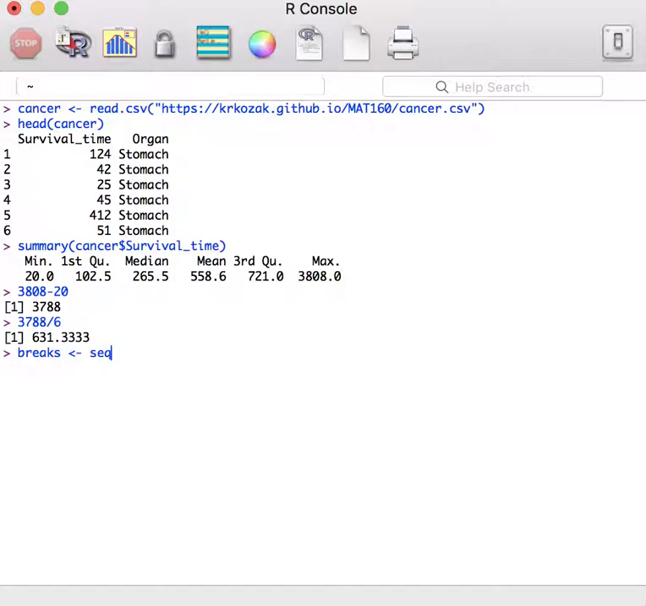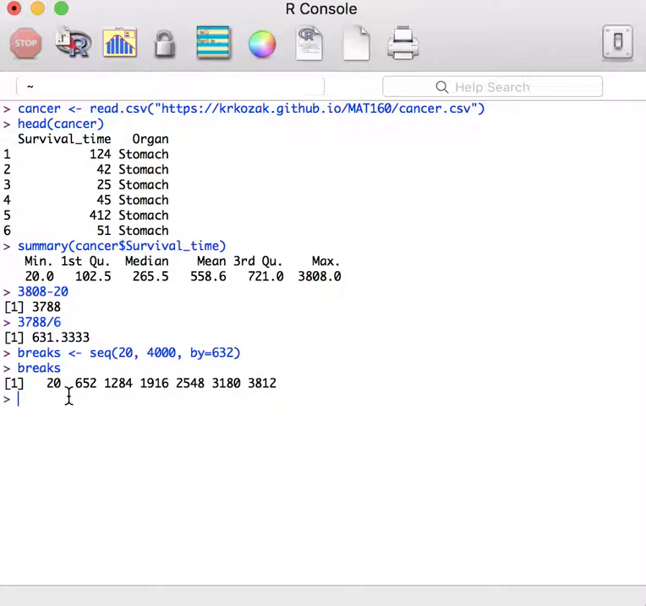Actually, we're going to sequence from 20. And I don't want to stop at 3808. I want to go a number bigger than that, so maybe go up to 4,000. That may or may not be big enough, but we'll see. And then we're going to do that by 632. Again, it doesn't look like anything happened, but breaks was actually saved. So if you type in breaks, you can actually see what those groupings are.